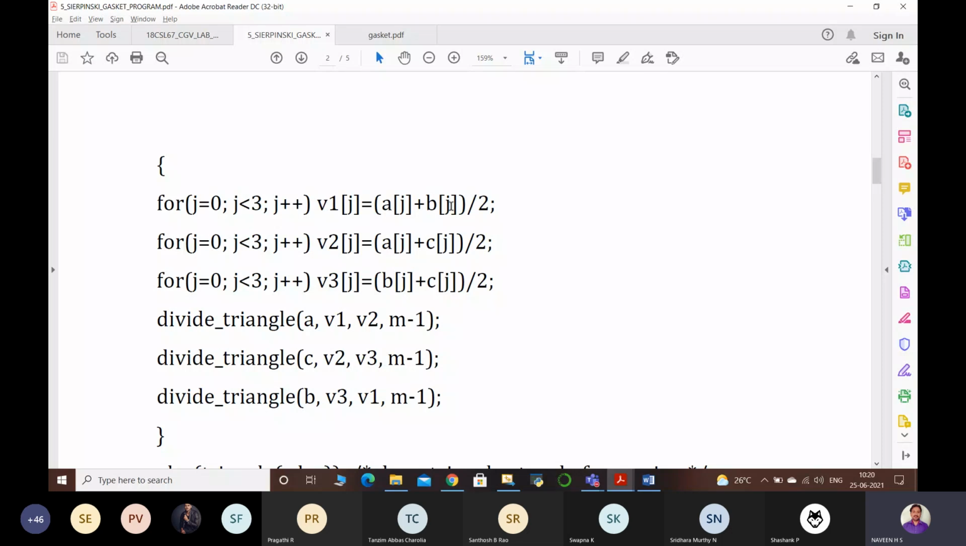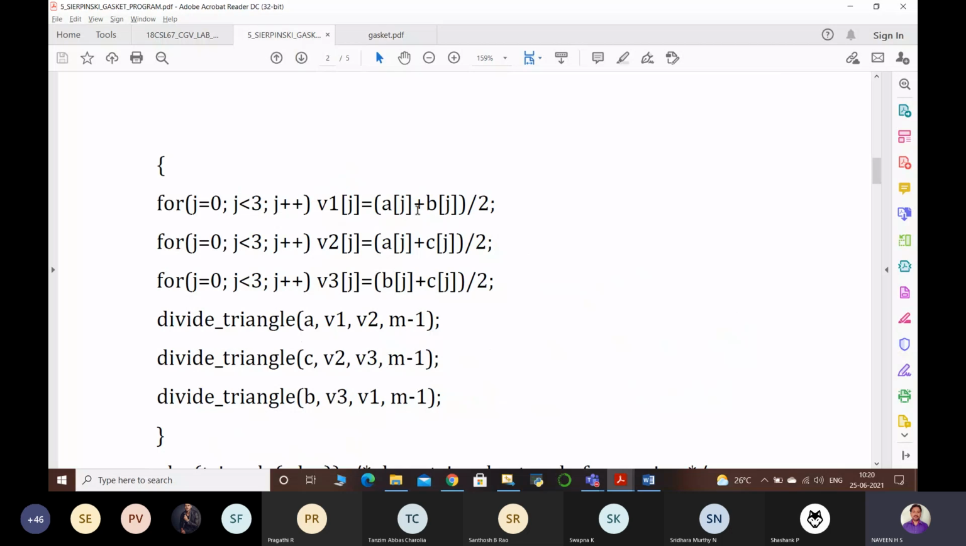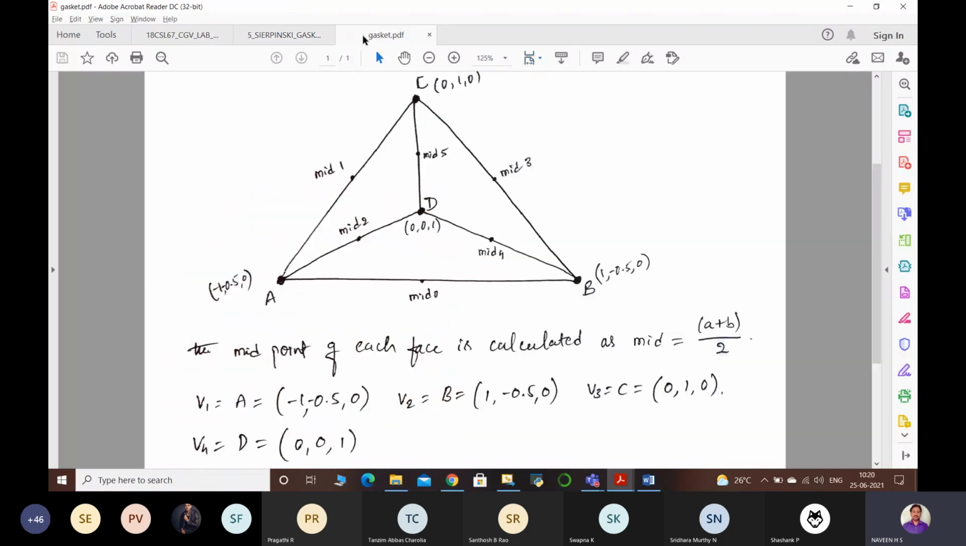And these are the midpoints I'm going to calculate. That is the first vertex I'm going to calculate. V1 of j equals what I'm going to take? A and B. So look here. If you are considering these A, B, then A of this one and B of this one, divided by 2, you will get midpoint 0. This is A of j plus B of j divided by 2. If you do, you will get this midpoint. Understood? This is the midpoint calculation for the first phase.